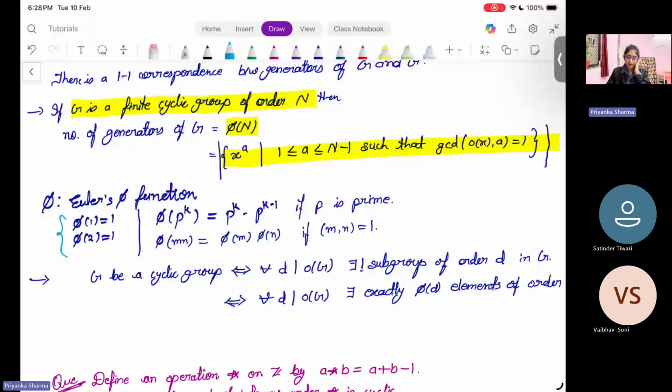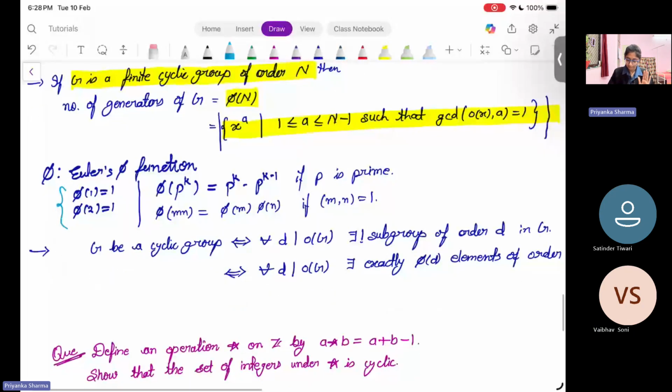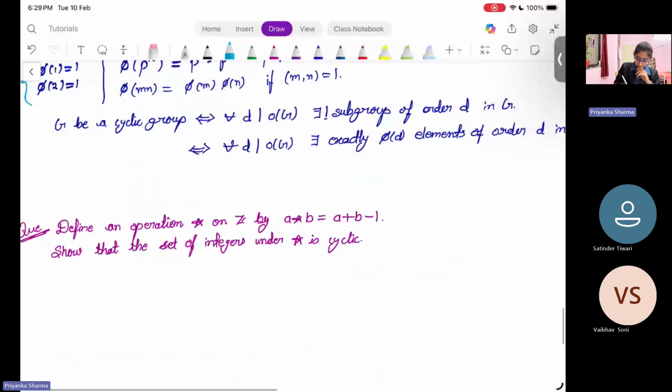And if G is a cyclic group, and we are discussing divisibility here, so this should be finite.